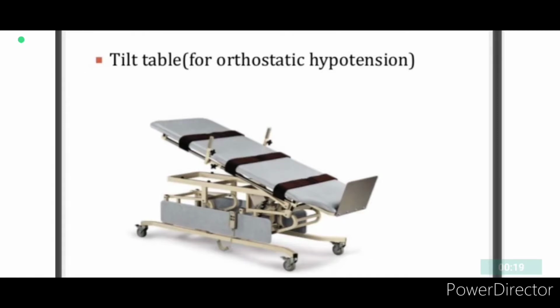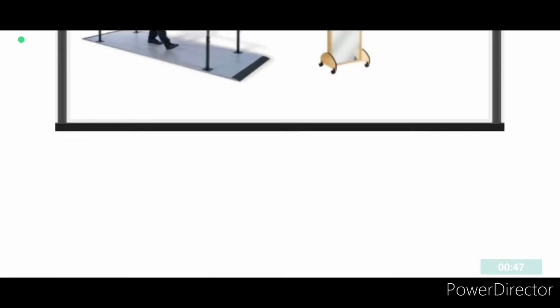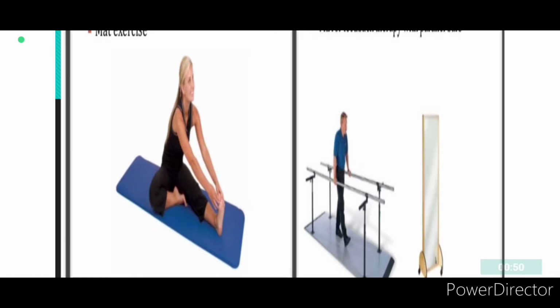Tilt table for orthostatic hypotension. Mirror feedback therapy with parallel bars. Patient is told to walk on the parallel bars, watching himself in the mirror, which gives biofeedback. Mat exercises.